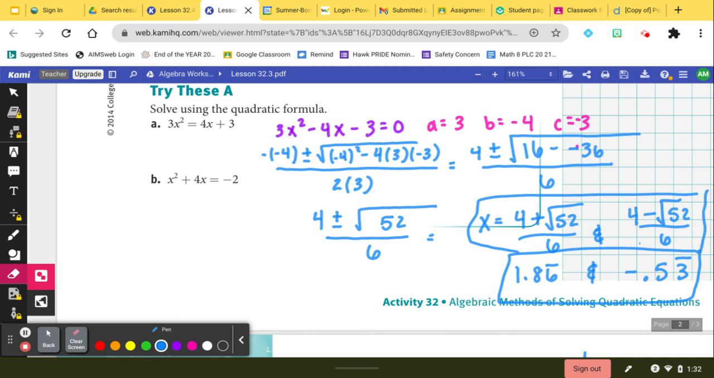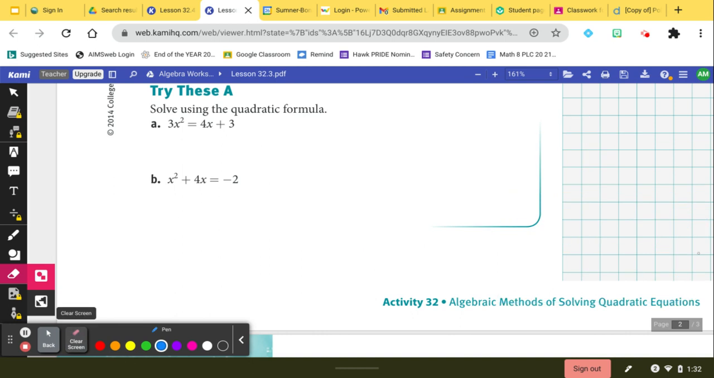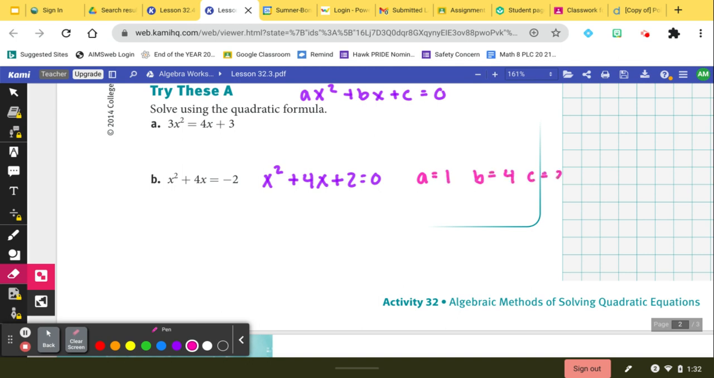We're going to do B next, but I need to clear this section. So if you need a minute to pause this and take these notes, then do so. If not, we're going to clear it. All right, going to B. Again, I need this in standard form, which again, remember, is ax squared plus bx plus c equals 0. So I need to get that minus 2 to the other side. So we're going to add 2 to both sides. This gives me x squared plus 4x plus 2 equals 0. So that means a is equal to 1, b is equal to 4, and c is equal to 2.